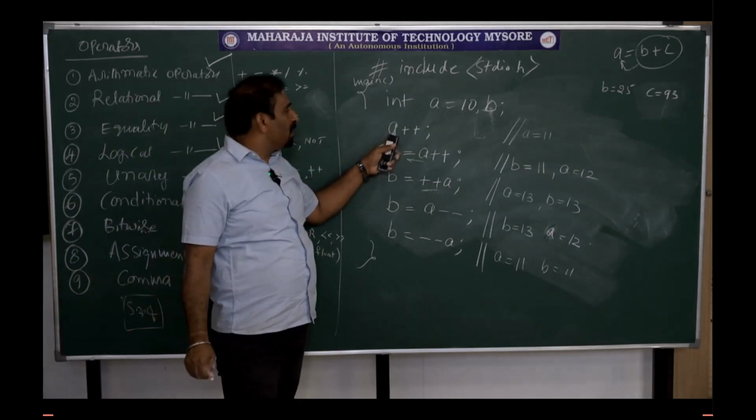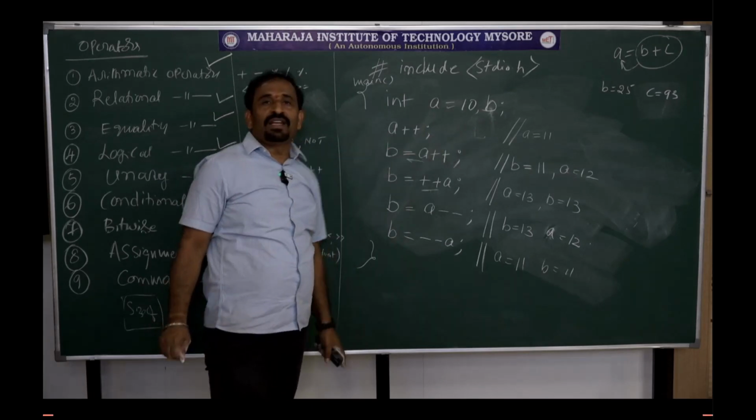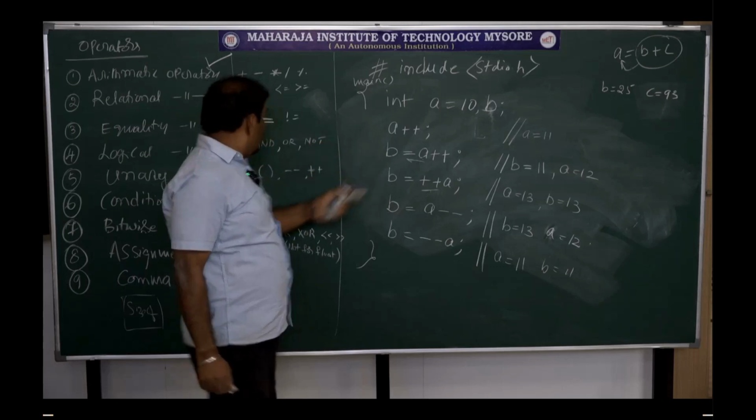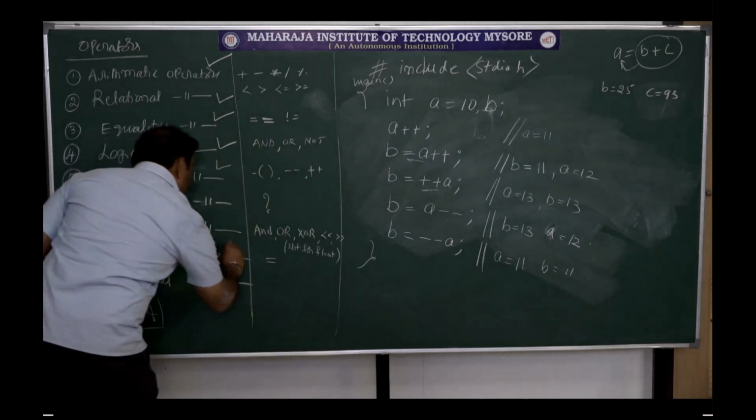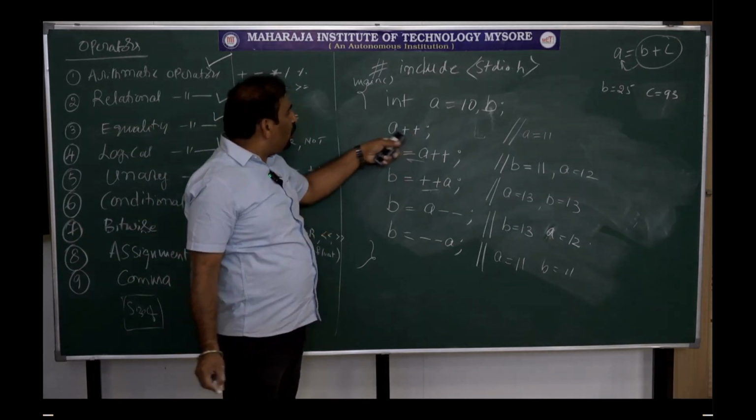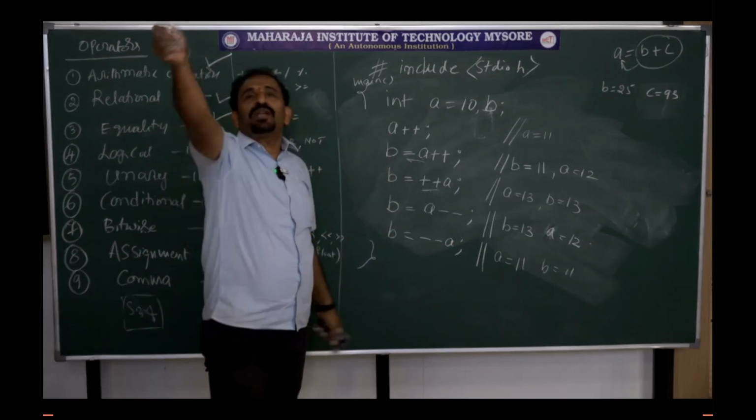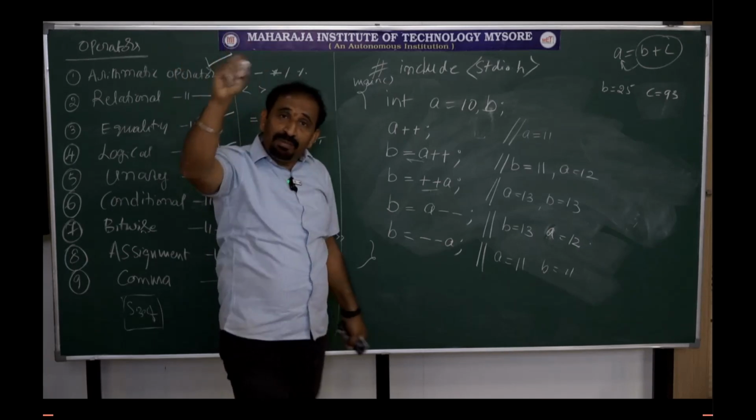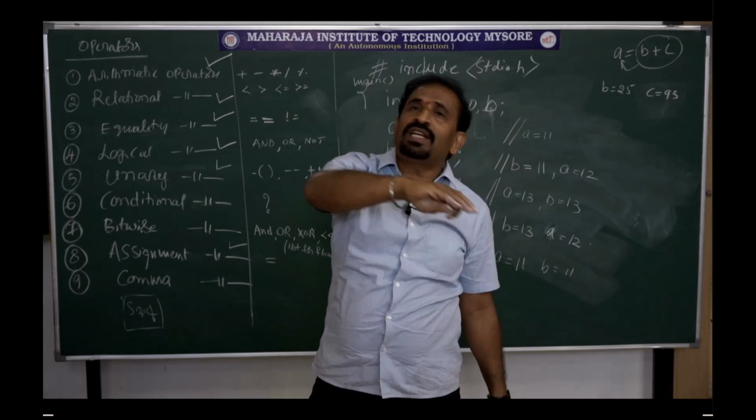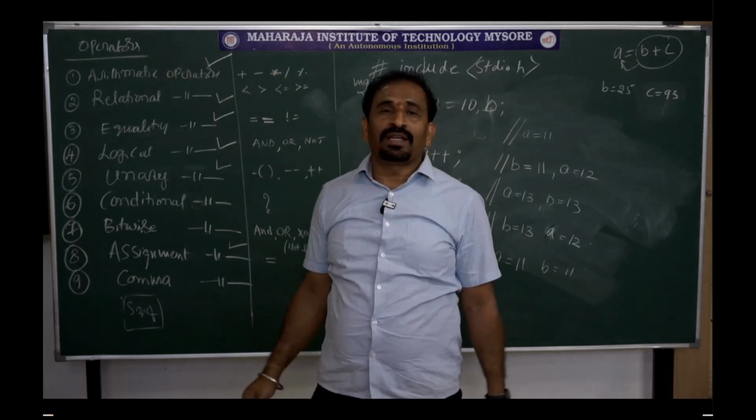If I do A++, A becomes 11. It is not assigning this to anything. I have explained this operator also. Assignment is this equals. Here, no assignment. It is simply incremented. In fact, in many cases, you will be seeing this. You are not assigning this to anything. You will be simply incrementing.